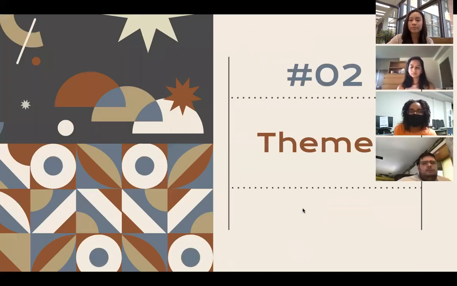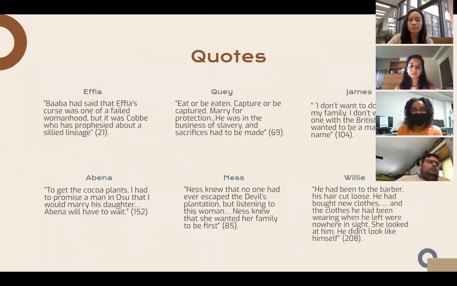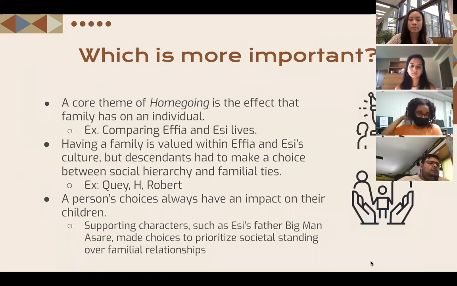Yes, so there were a few themes and ideas that Yaa Gyasi used throughout her book, and the first one that we wanted to talk about was social status versus family relationships. A core theme of Homegoing is the effect that family has on an individual. So, for instance, comparing Effia and Esi's lives, Effia at the beginning of the book was a very beautiful girl in her village, but she was very mistreated in her home by many of the people there, which led her to have not so great a childhood.